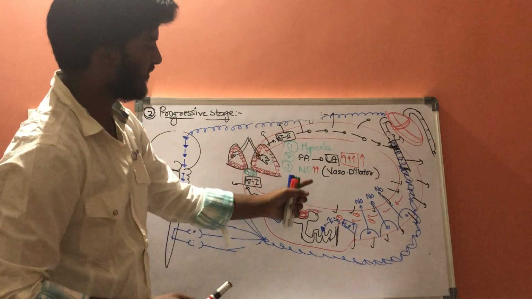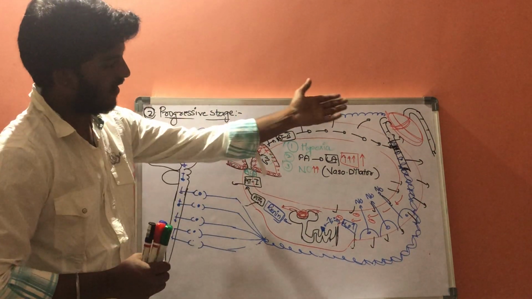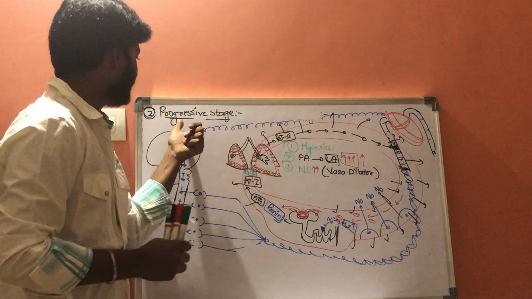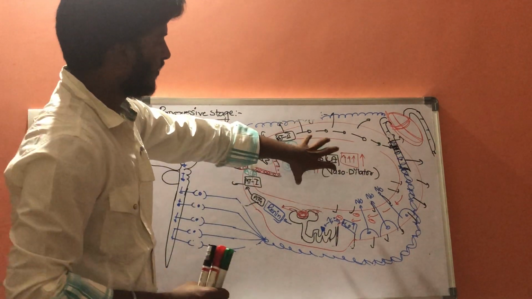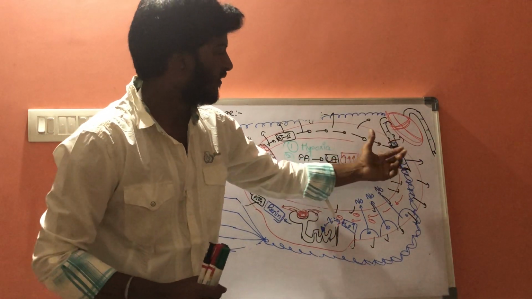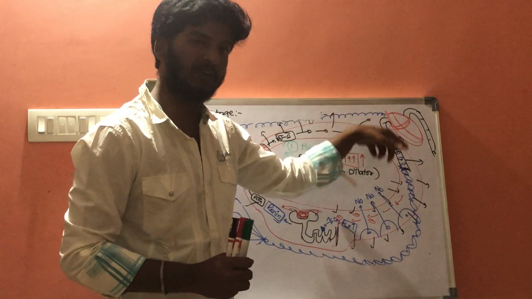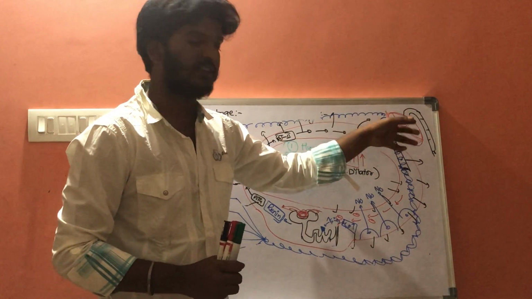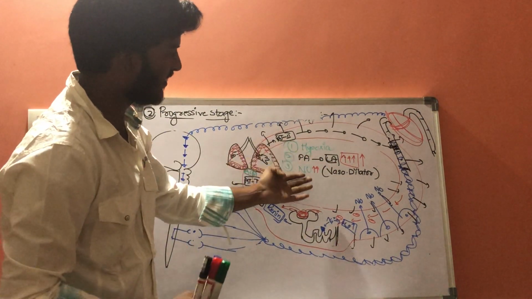vasodilator. So in the first mechanism, in the non-progressive stage, all the phenomena which take place, all the compensated mechanisms, result in vasoconstriction. But in this stage, everything results in vasodilation. It is harmful to the patient. If there is vasodilation, the venous return will be decreased. The flow of the blood will be in a reverse manner. So whenever it is dilated, the flow of the blood will be decreased, and cardiac output will be decreased. It results in a decrease of blood pressure. So in this way, these are the three characteristic features.